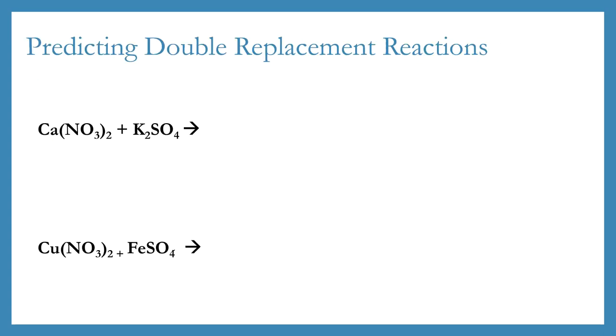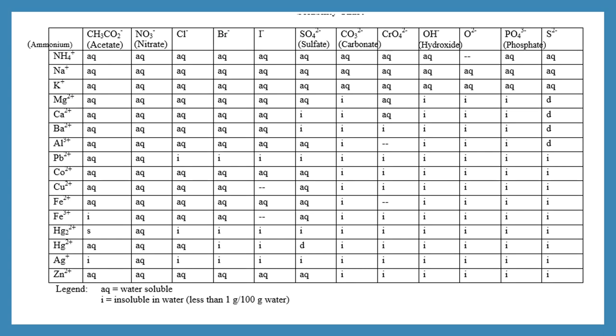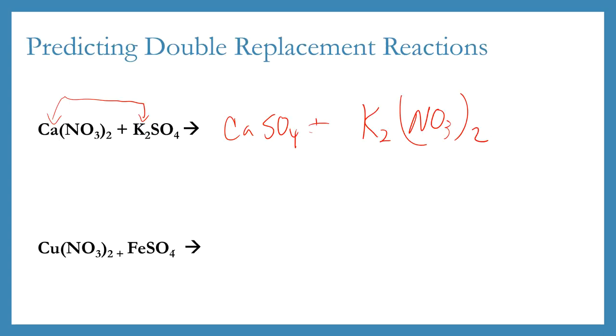So when you're doing these double replacement reactions, the thing you're going to want to do is switch out your metals, your first things listed. So here, calcium will get together with the sulfate, and the potassium will get together with the nitrate. And as a result of that, you need to just consult this chart and see if anything is going to go into solution or not.